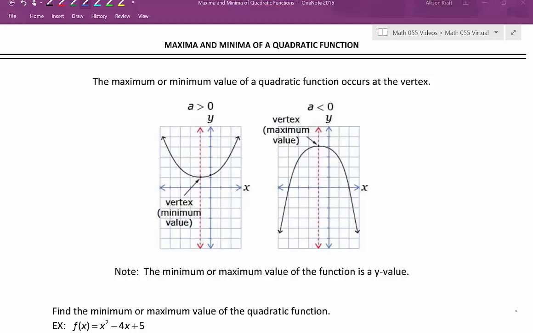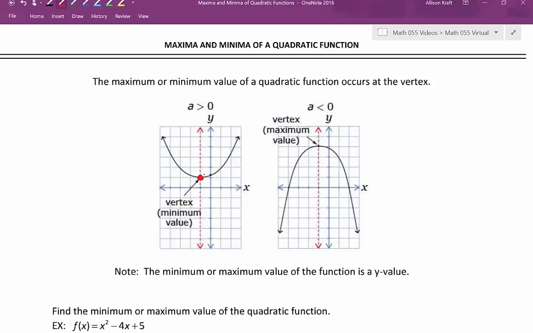In this video, we'll be finding the maxima and minima of a quadratic function. The maximum or minimum value of a quadratic function occurs at the vertex. If your parabola is pointing up, you have a positive leading coefficient, then your parabola is going to have a minimum value, but not a maximum value.